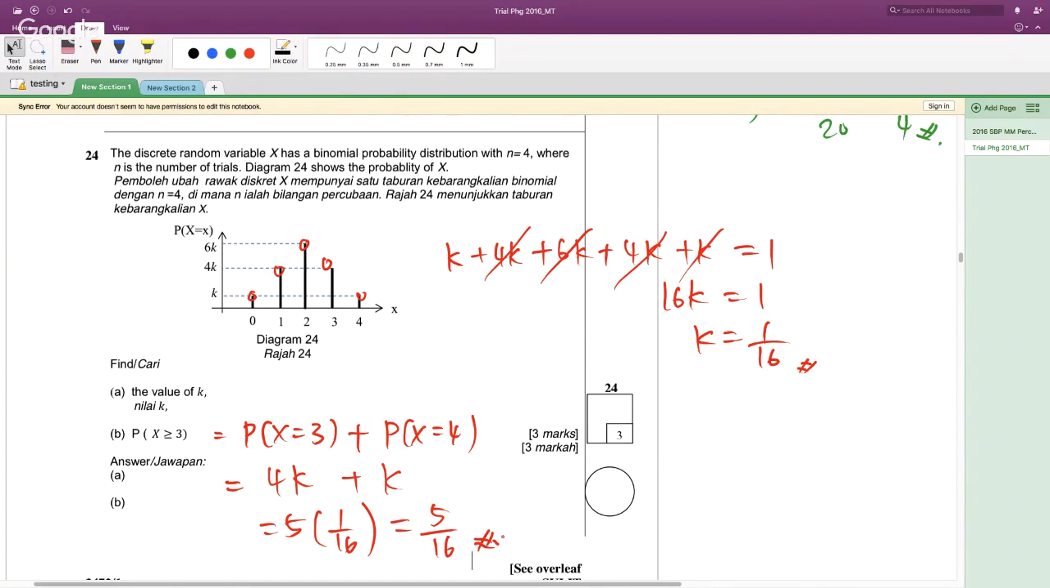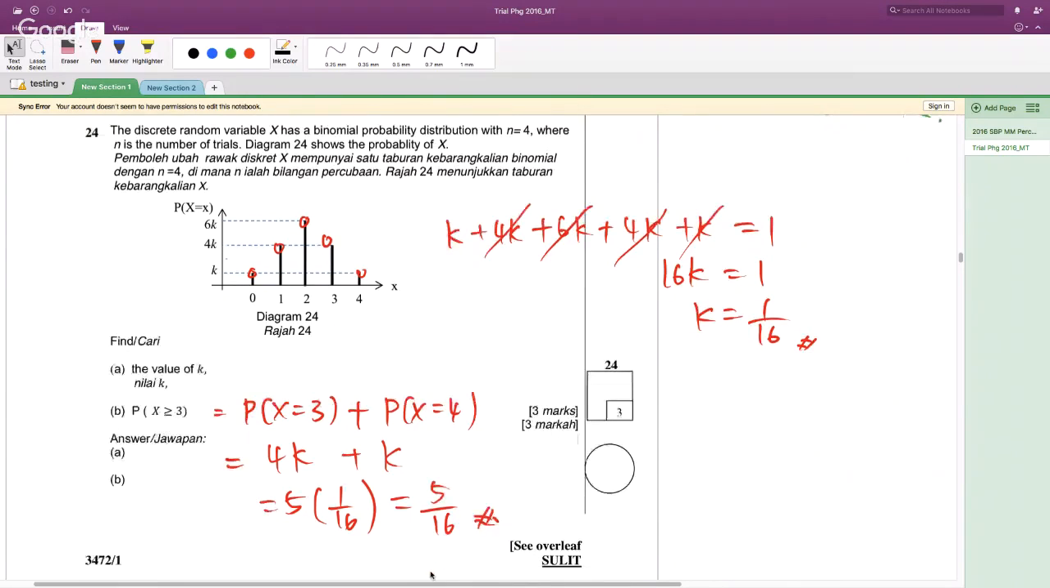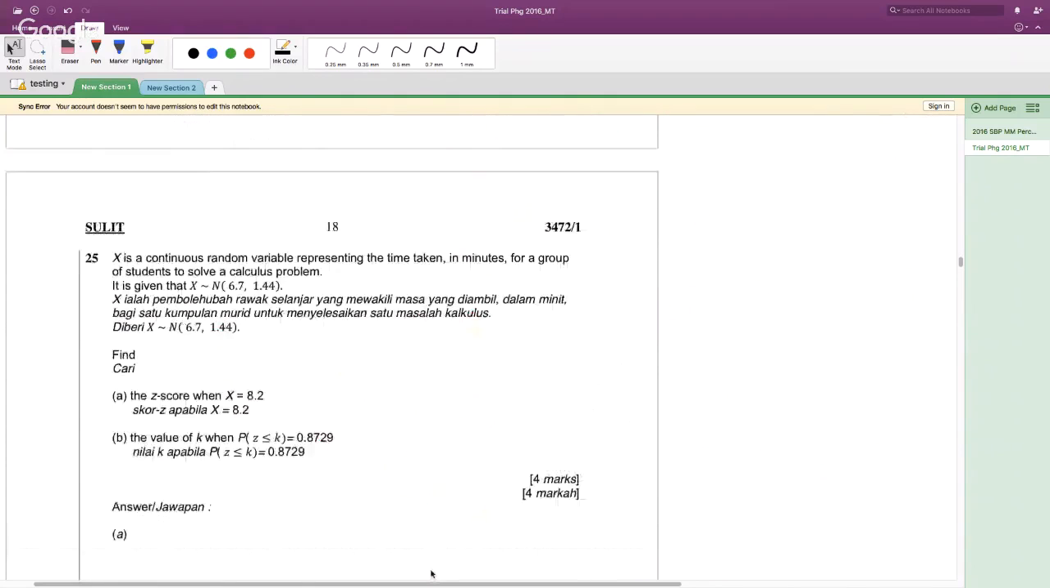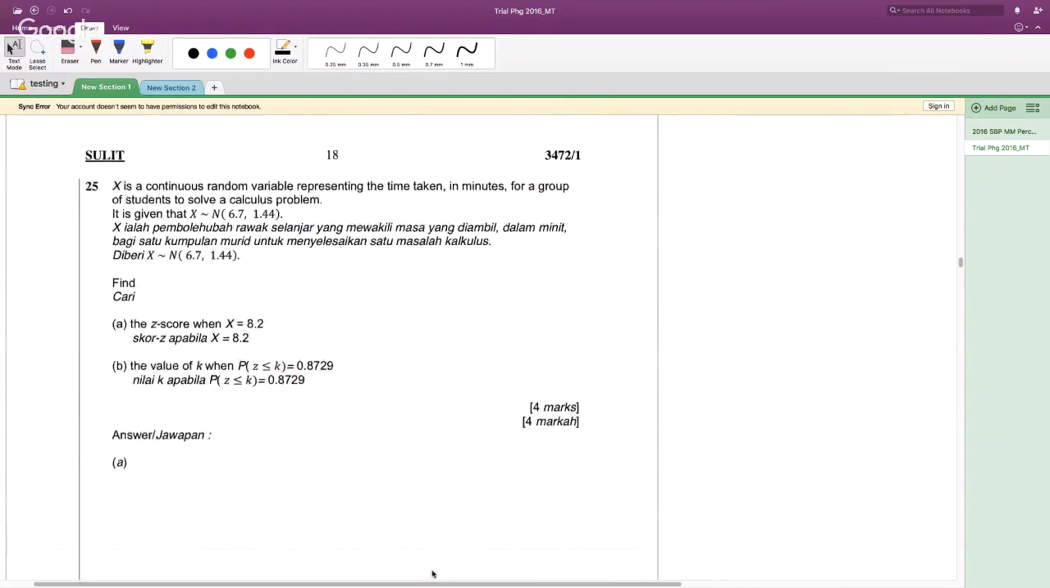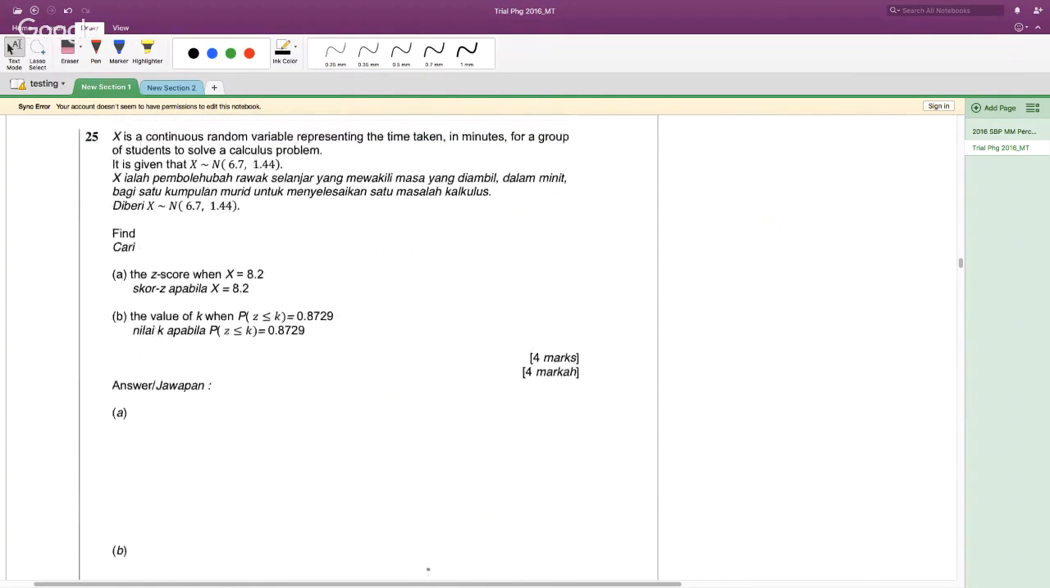All right, so you just need to get the idea of how to find k and all that. For the next one, which is the last one, we are quite fast because it's not yet 10 o'clock. Anyways, X is a continuous random variable representing the time taken in minutes for a group of students to resolve.